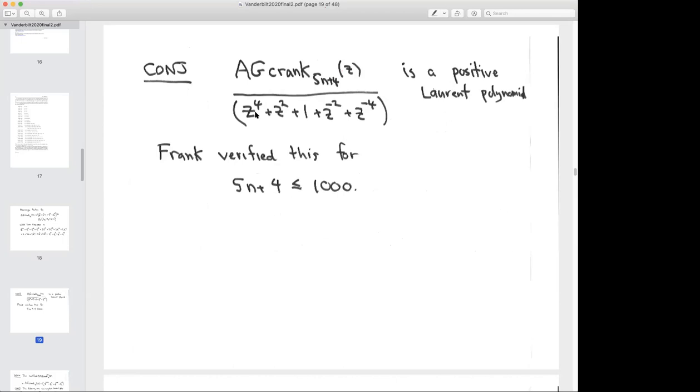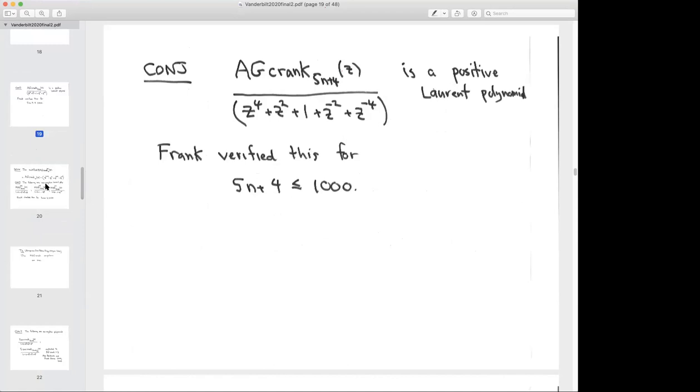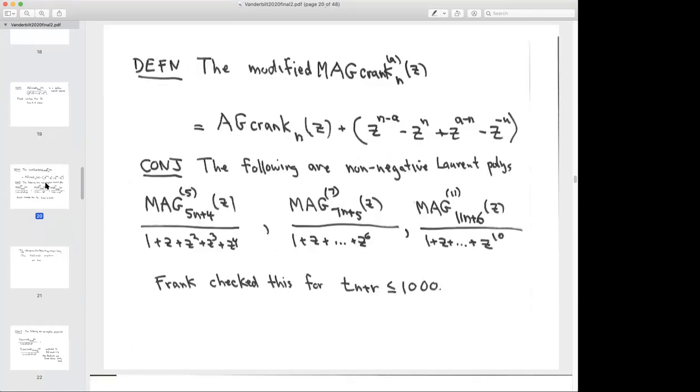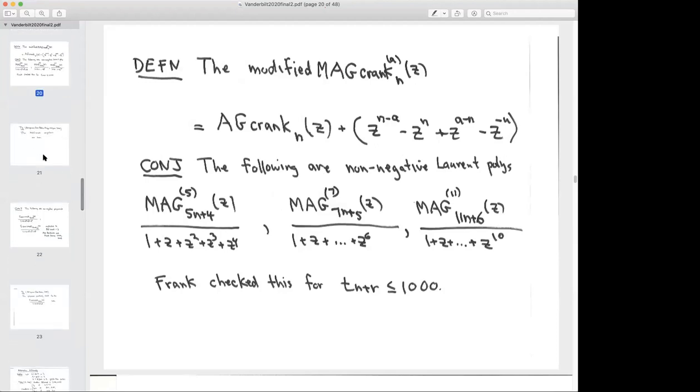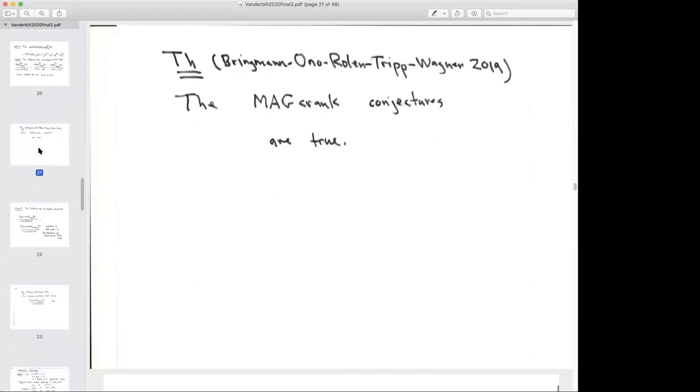I couldn't find such a theorem for 7 or 11, though. Couldn't find that. So I made up this modified Andrews-Garvan crank. Again, you change the definition on 2 partitions. And this modified version seems to work for 5, 7, and 11. Frank checked that up to 1,000, and fortunately today, I can tell you this is true.